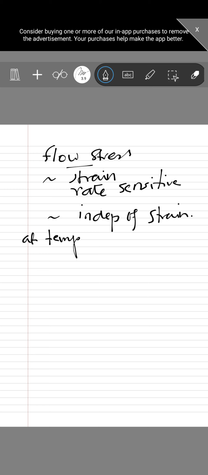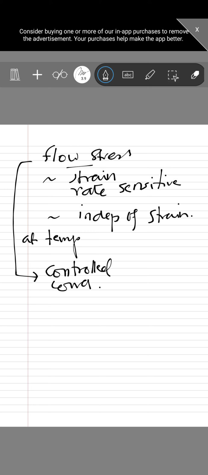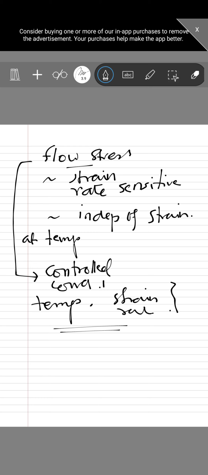So this is the reason why, when we are determining the flow stress, it has to be carried out under a controlled condition where the temperature and the strain rate are constant. One needs to take note of these two aspects when determining the flow stress.